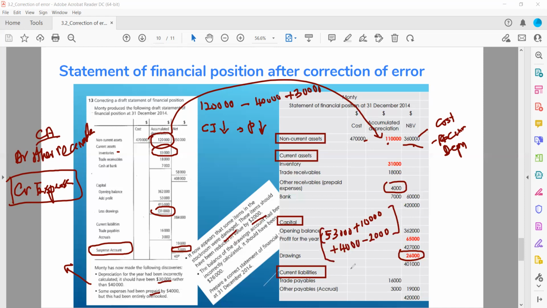So this is about the effect on the financial statement. If the question asks you straight away to revise the statement of financial position, then we need to take note of how to put in all the adjustments and which account is affecting the profit. For example, this account affects the profit, so we adjust it. And an account not affecting it, we don't want to touch it. So this is for the statement of financial position adjustment.